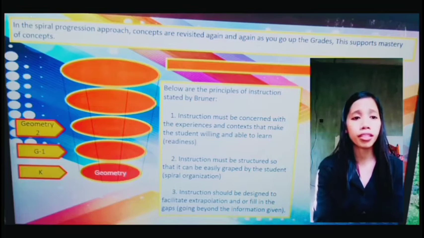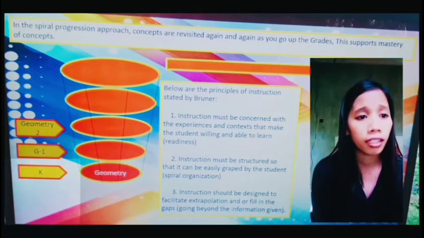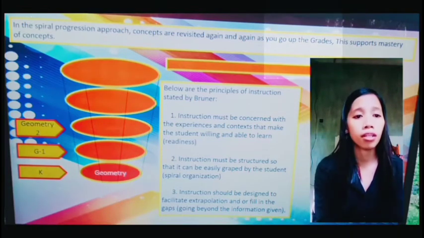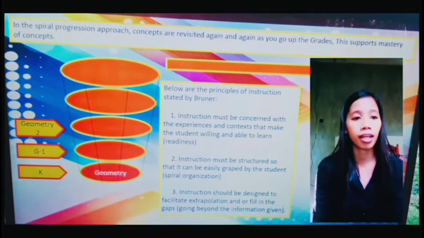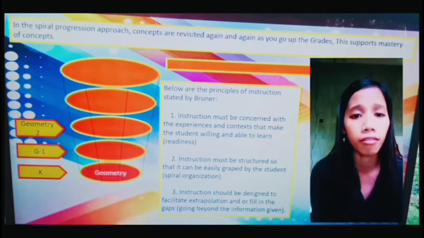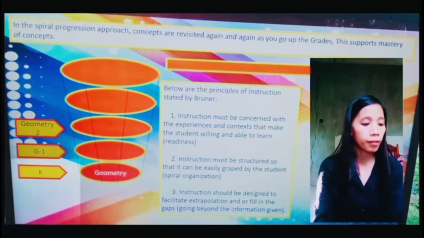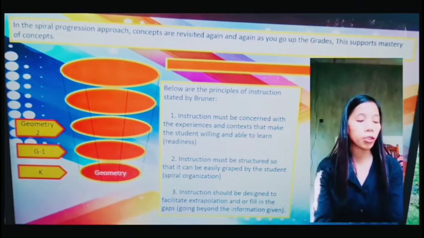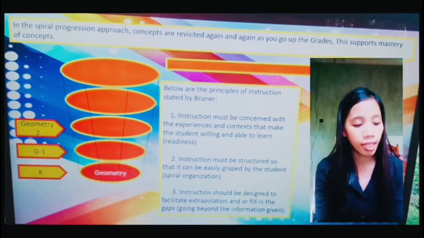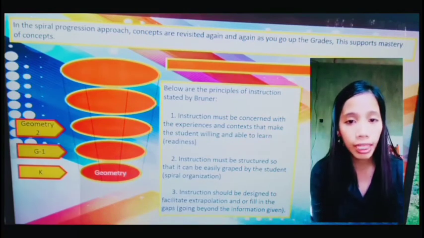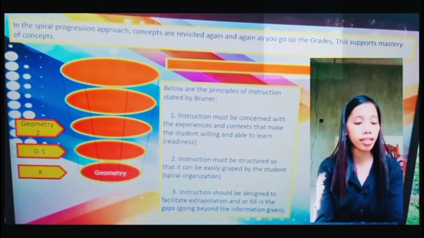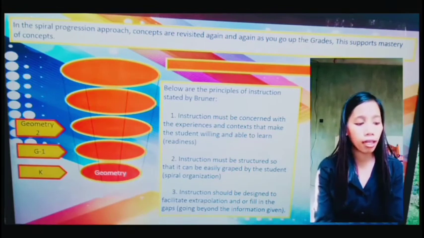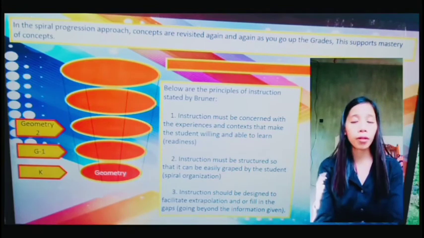Instruction should be designed to facilitate extrapolation or fill in the gaps, going beyond the information given. Dito ay pinapakita naman na nagbibigay ng mga impormasyon. Ang instruction ay dapat kailangan ay malinis at malinaw na magbigay ng mga impormasyon o mga ideas sa mga mag-aaral. Kailangan din na facilitate yung mga impormasyon na yun.